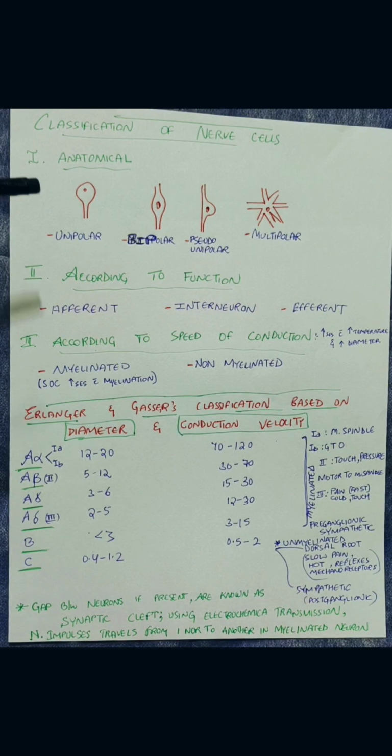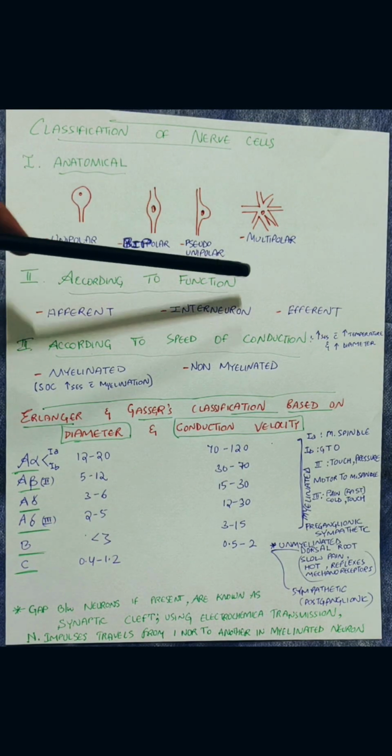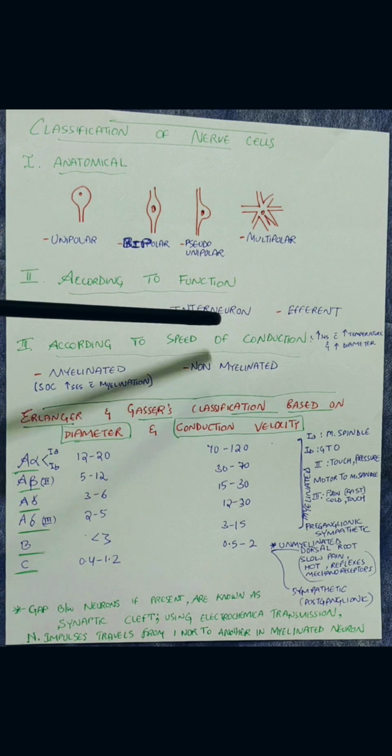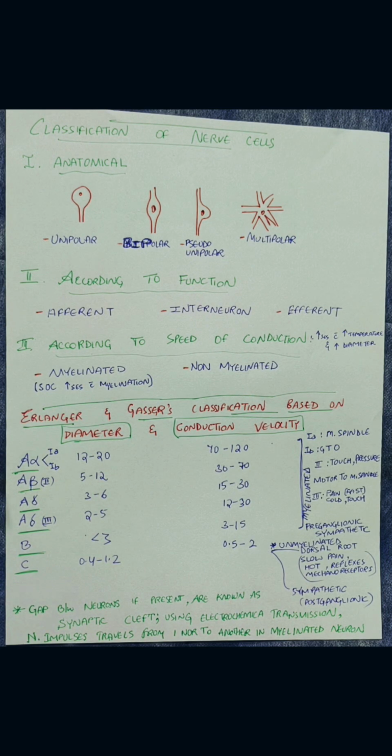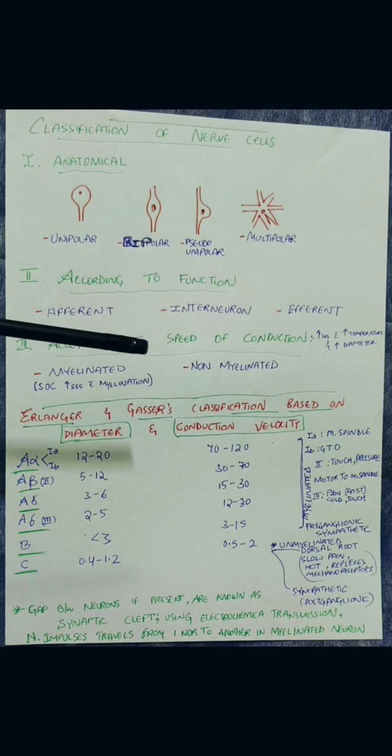Our neurons or nerve cells are classified based on their anatomy, and can be unipolar, bipolar, pseudo-unipolar, or multipolar. According to function, there is afferent, efferent, and the interneuron. According to the speed of conduction, there are myelinated and non-myelinated nerve cells. So we have seen that when there is increased speed of conduction, there is myelination. Also, the speed of conduction increases with increase in temperature and increase in diameter.